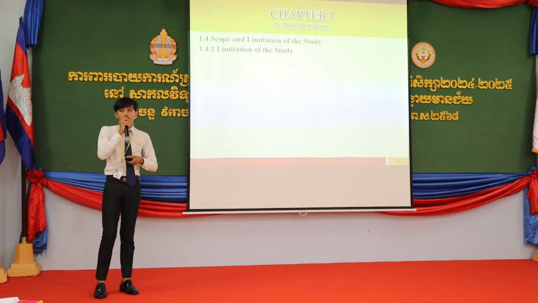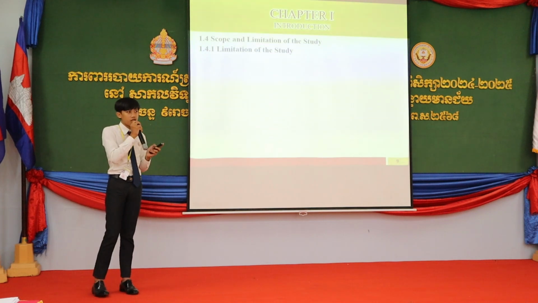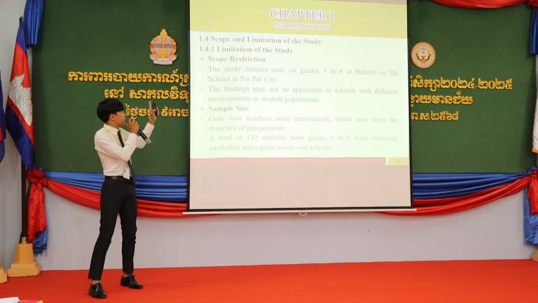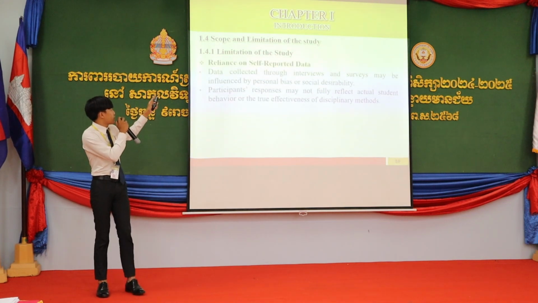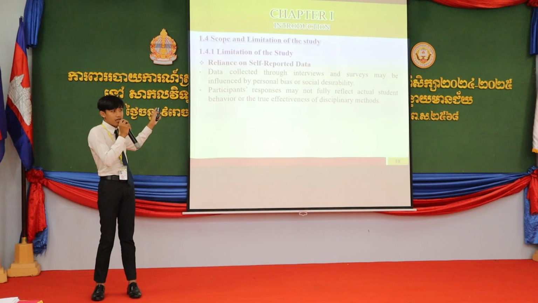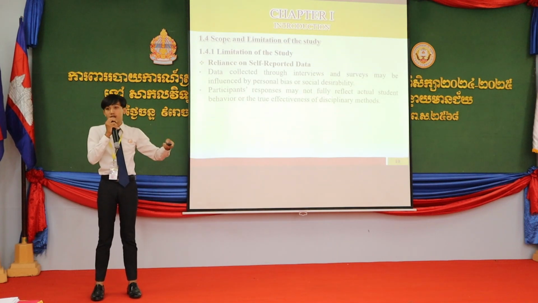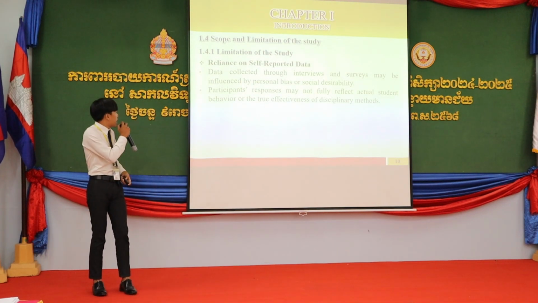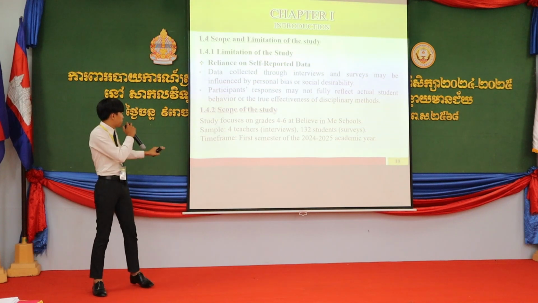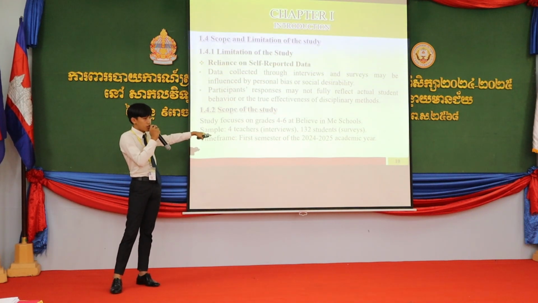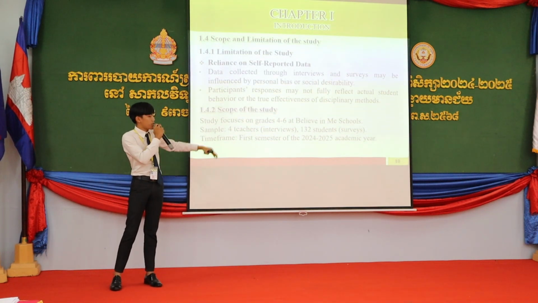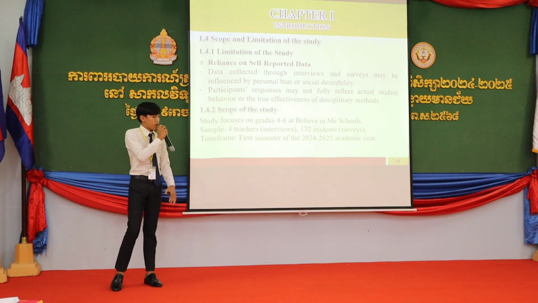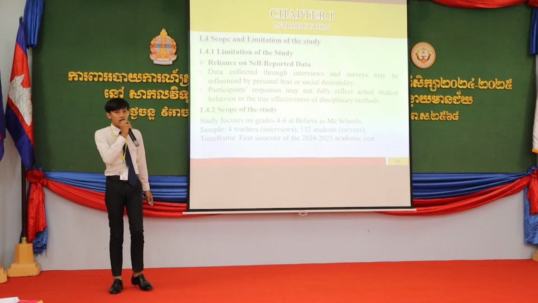So the first one is the limitations of the study. There are three limitations. The first one is the scope restriction, the second one is the sample size, and the third one is the reliance on self-report data that might contain some bias. And for the scope of the study, the researcher focused on grade 4 to grade 6 at Liffey School, and the sample is four teachers and 132 students, and the time frame is the first semester of the academic year.